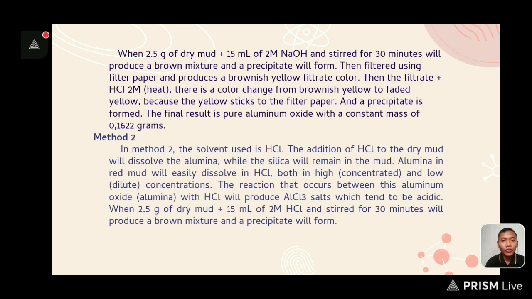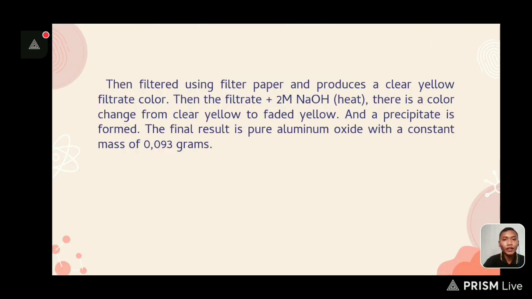When 2.5 grams of dry mud plus 15 milliliters of 2 mol HCl is stirred for 13 minutes, it will produce a brown mixture and a precipitate will form. Then filter it using filter paper and produce a clear yellow filtrate color.